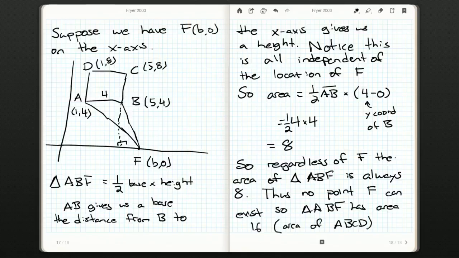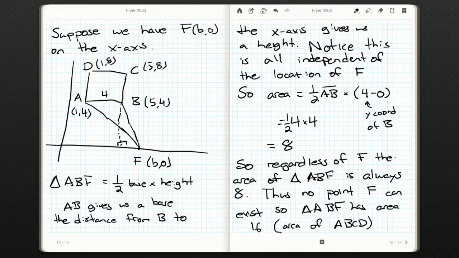We wanted a point F so that the area of triangle ABF was 16, or rather was equal to the area of the square. But we've just shown that no matter where F is, we'll never get an area of 16. We get a constant area of 8. That's because the x-axis lies parallel to AB. There's some deeper math going on there, at least a little bit. So F doesn't matter. Once we said it had to have a base of AB, and F had to be on the x-axis, we were locked into this triangle of area 8, no matter where F is.